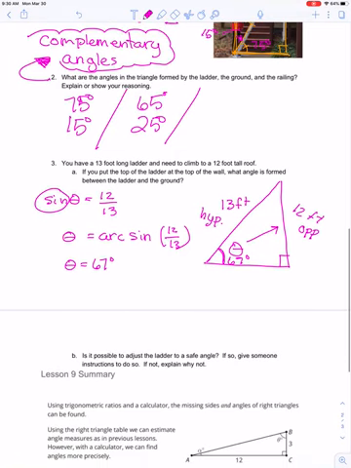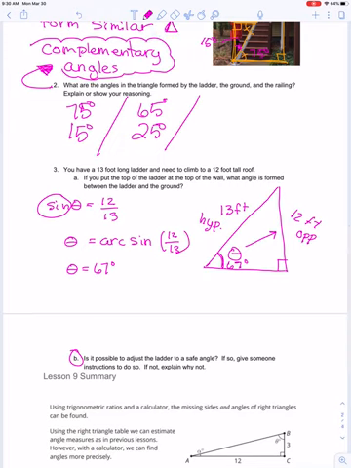Okay, is it down here now? Is it possible to adjust the ladder to a safe angle? And if so, give someone instructions to do so. If not, explain why or why not. So, is it possible to get 67 degrees here? Well, to find that out, we need to know how far away it needs to be from the wall.